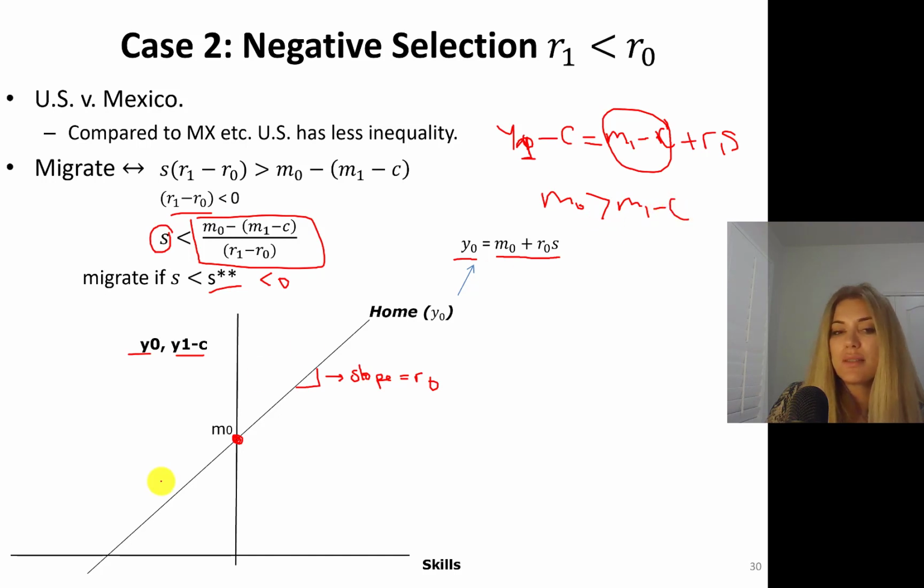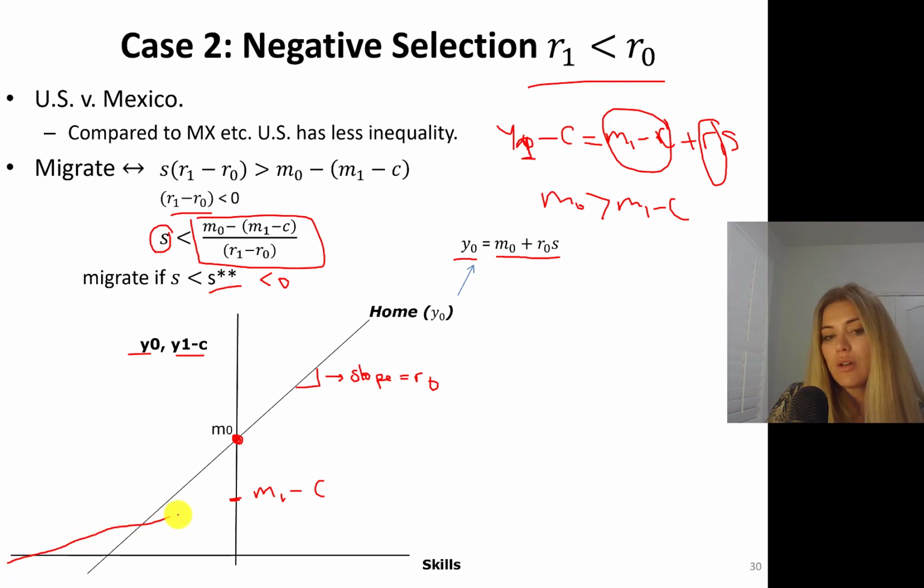So the average person doesn't migrate. So M1 minus C is somewhere here. What about the slope of this line? It's R1, which is less than R0. So it's going to look like this, folks. It's going to be a line flatter than this home country return passing through here.